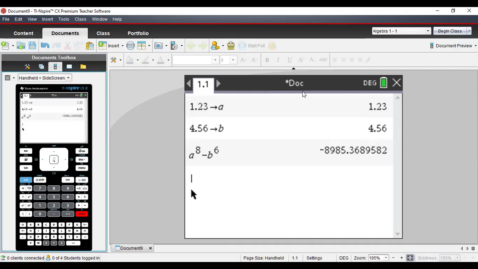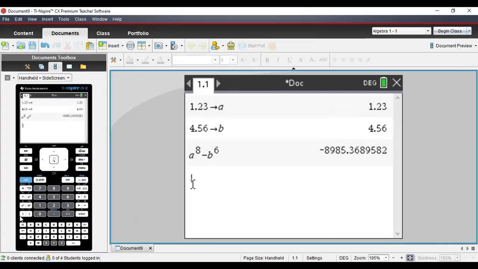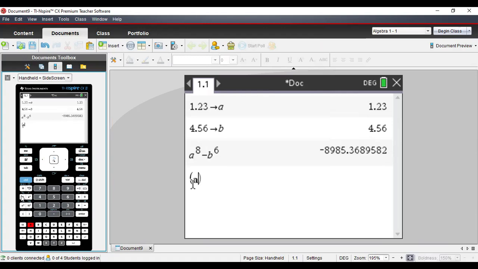So you can see I wrote it, I circled it. I'm going to go through each one of these expressions, key them in exactly like I see them until I get one that matches this. There should be one. So let's find it. The first one is going to be parentheses a to the fourth power, minus b to the third power, and then we got a square. So I do that, and it's positive, not the right answer.